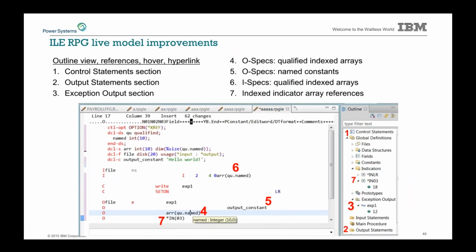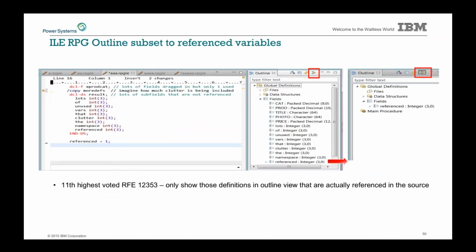Live outline, model improvements, a number of different things that were added into the live model. You can see O-specs were added as one of the things that we've added here, as well as a number of other things. I'm not going to go into each of these, but suffice to say a bunch of stuff was improved, because there were some things here that didn't work as well as we'd like, or just were missing.